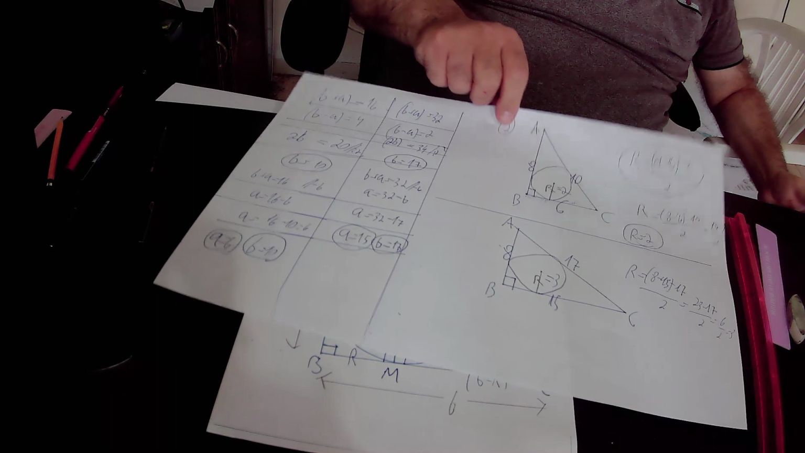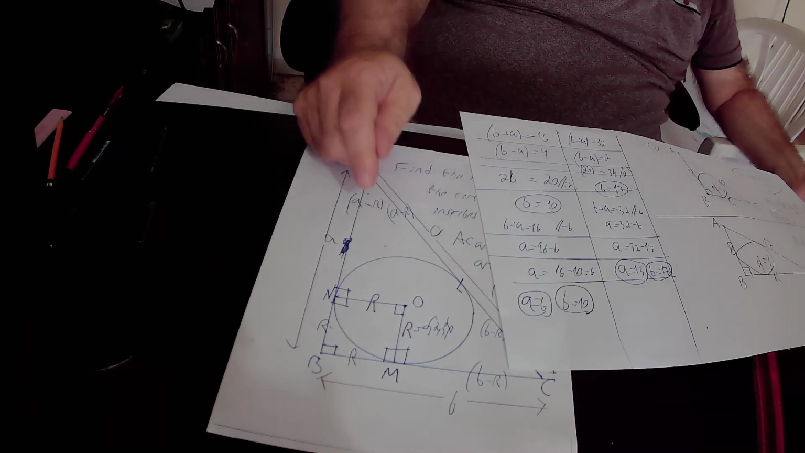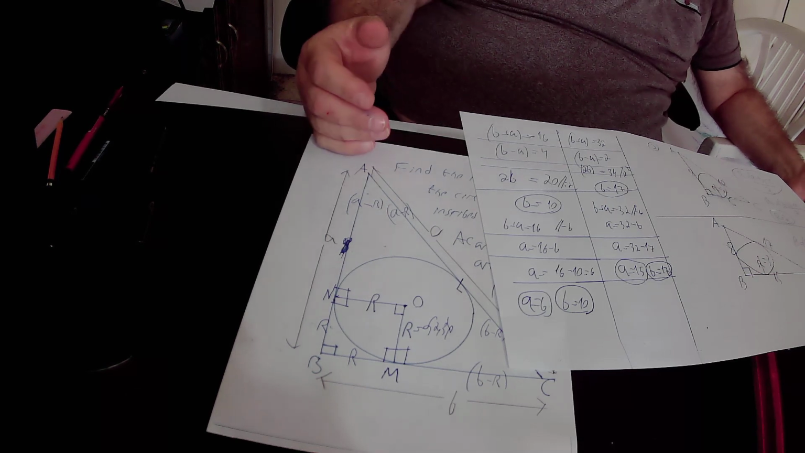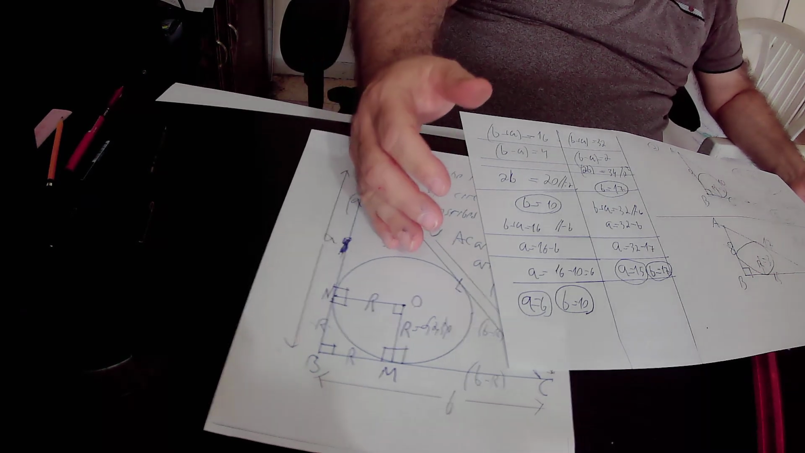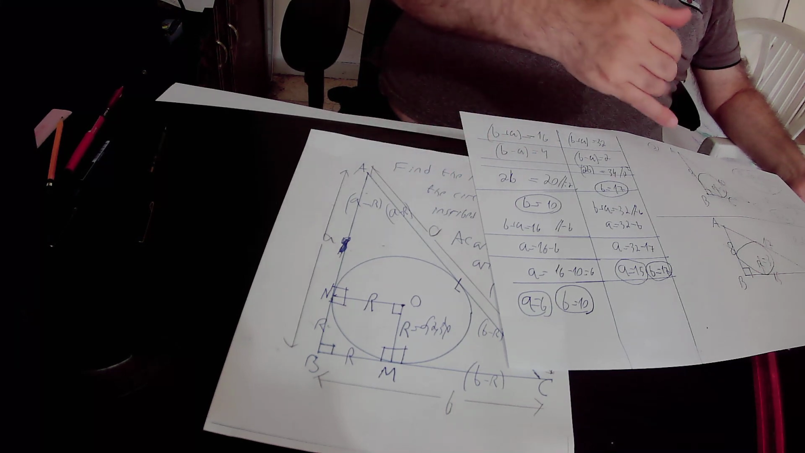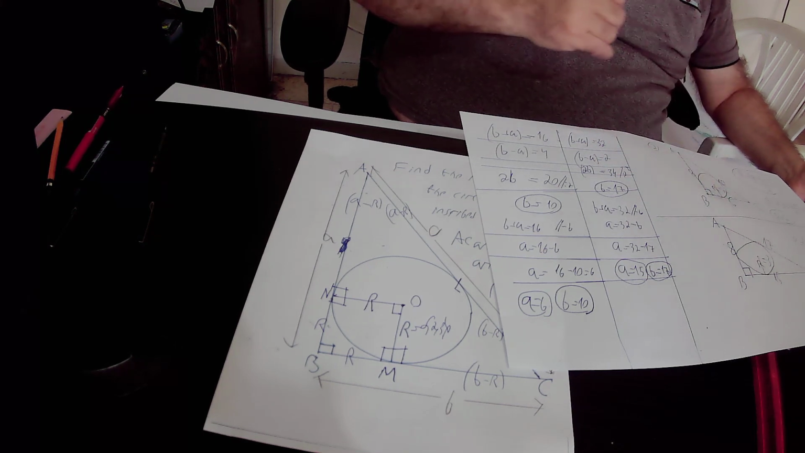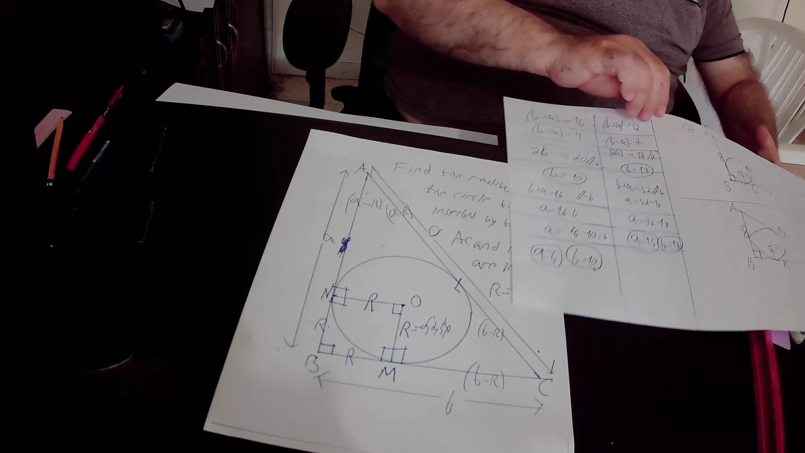Why can we use this formula in those two triangles? Because triangle ABC could be any triangle. And because of the fact that triangle ABC could be any triangle, we could use the formula especially in those two triangles. Okay.